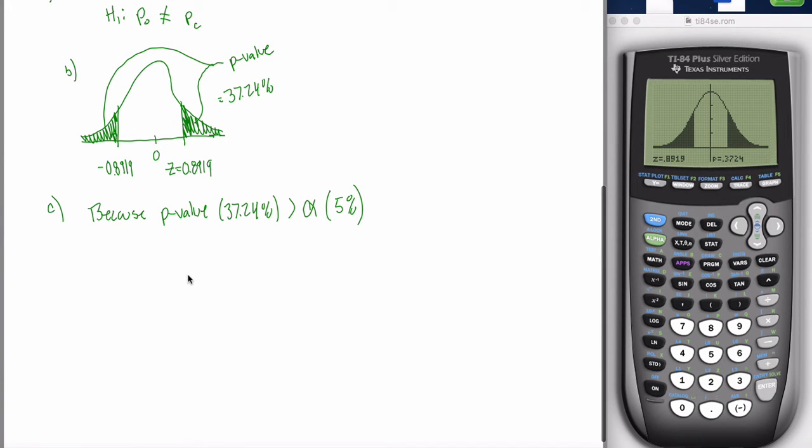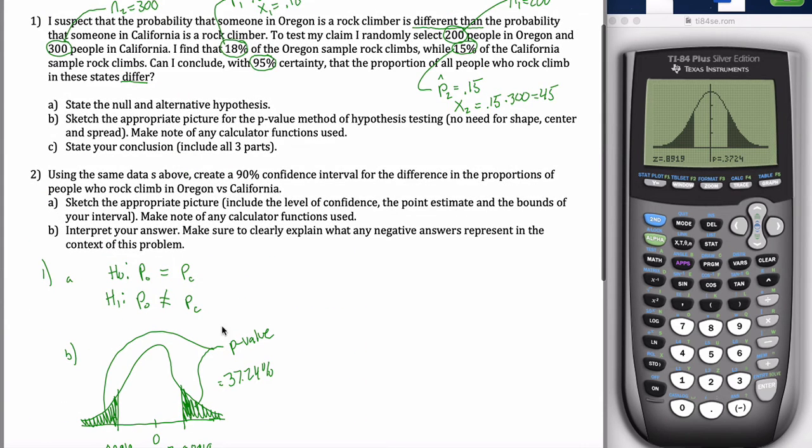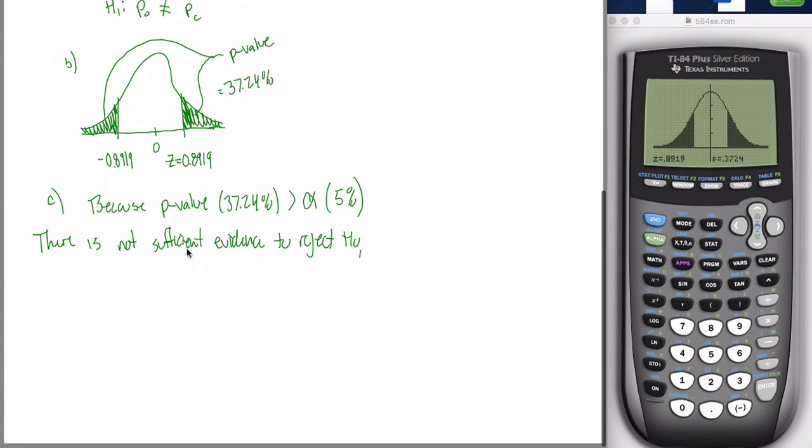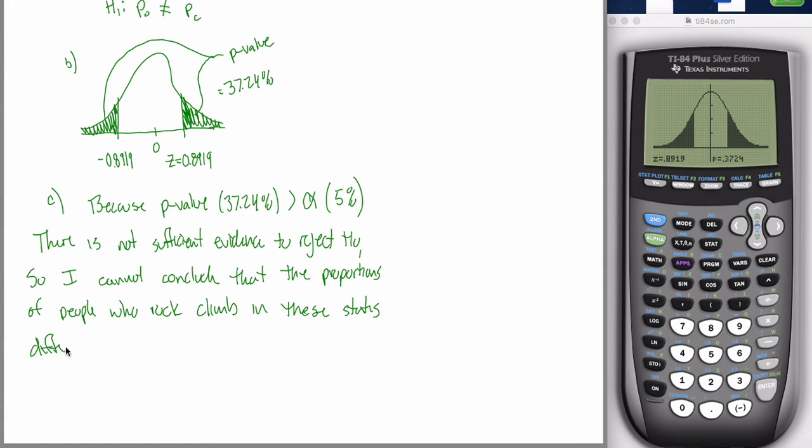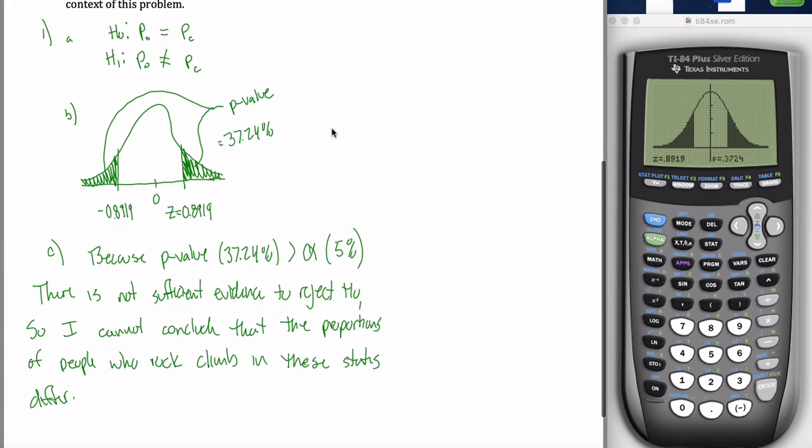What that means for the null hypothesis. Well, anytime your p-value is greater than alpha, that means you cannot reject your null hypothesis. And if you can't reject your null hypothesis, you can't say that your claim is true. So I cannot conclude that the proportions of people that rock climb in these states differ. And that's what we're looking for when we do hypothesis testing with two proportions.